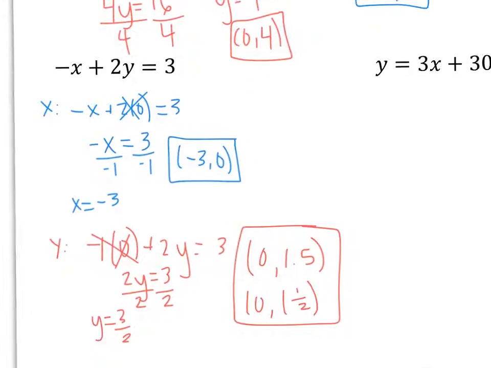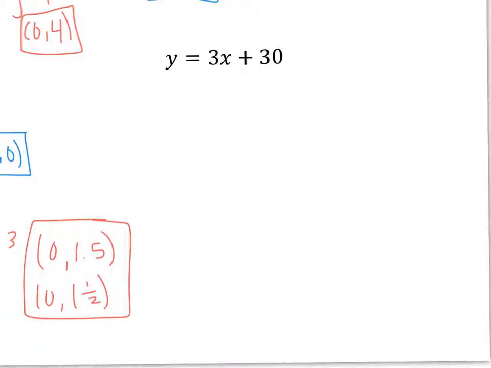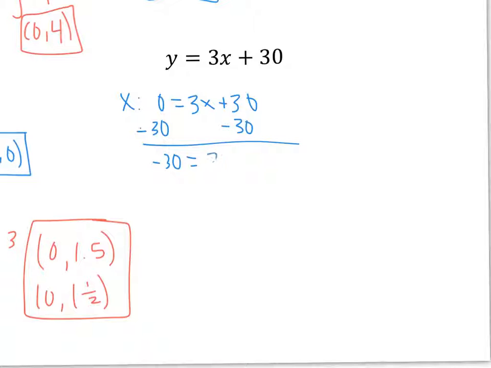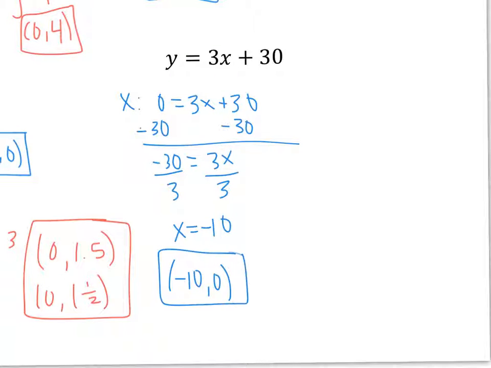Okay, y equals 3x plus 30. So I'll go ahead and find the x-intercept first, and 0 equals 3x plus 30. I'll subtract 30 to the other side and get negative 30 equals 3x. Divide by 3 because I want to solve for x. So x equals negative 10. So as an ordered pair, this would be (-10, 0).